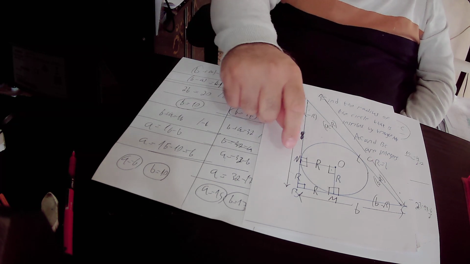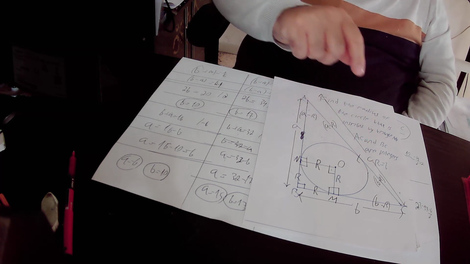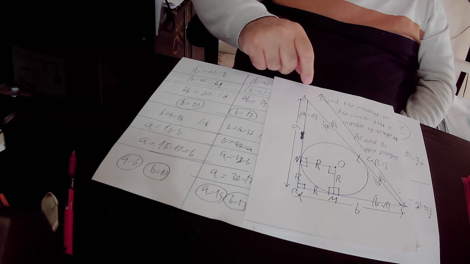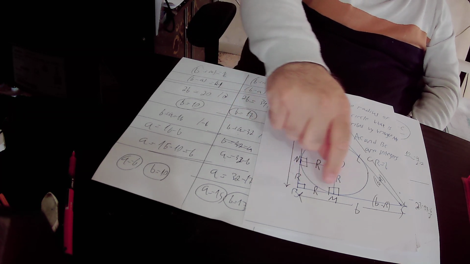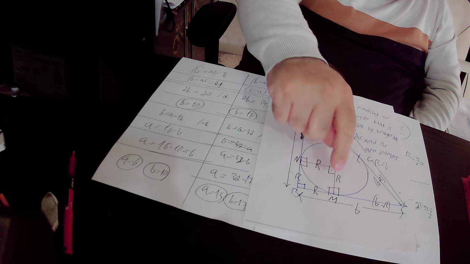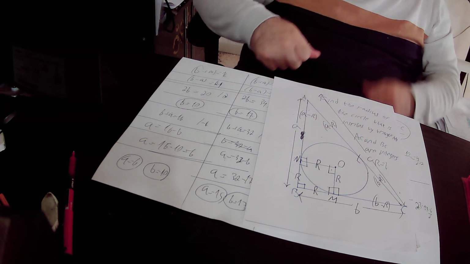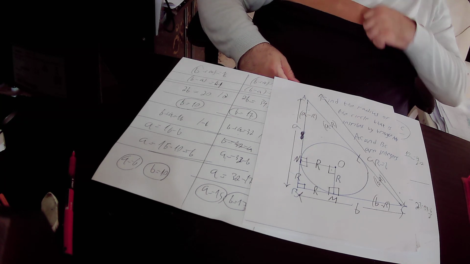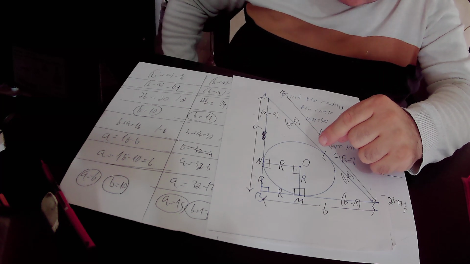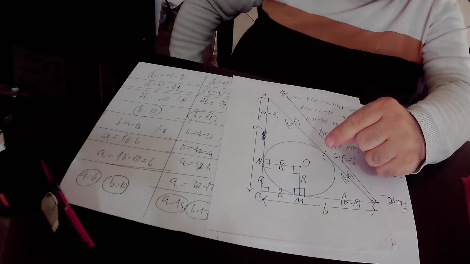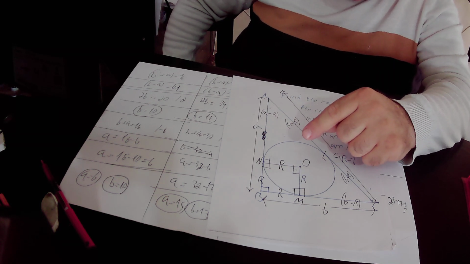We define AB as a, BC as b, and AC as c. Then we define the point of tangency of AB with this circle as M, the point of tangency of BC with this circle as N, and the point of tangency of AC with this circle as L. Then we define the center of the circle as O. Then we join points O and N by a straight line. ON is the radius.